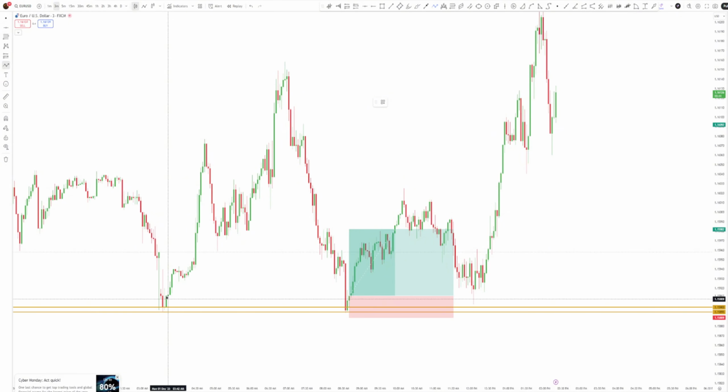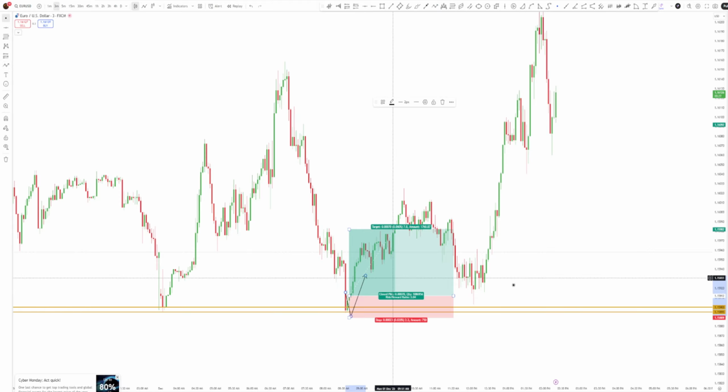So, for example, here you can see this is our support. What the institutions do is they will drag the price even lower, making the retailer stop losses get hit, and from there the price will again reverse to the upside.